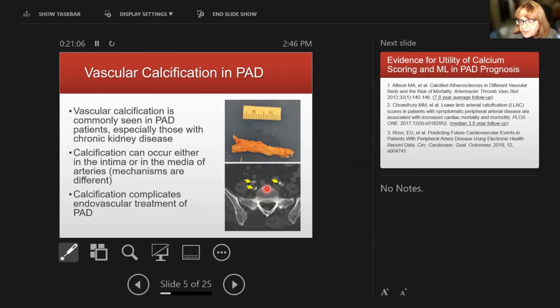So the image on the lower right is a patient CT scan. The brighter areas indicate calcification. So these are in fact the bones of the pelvis. But here are a couple of the femoral arteries, and you can see these white regions indicating calcification in those vessels.